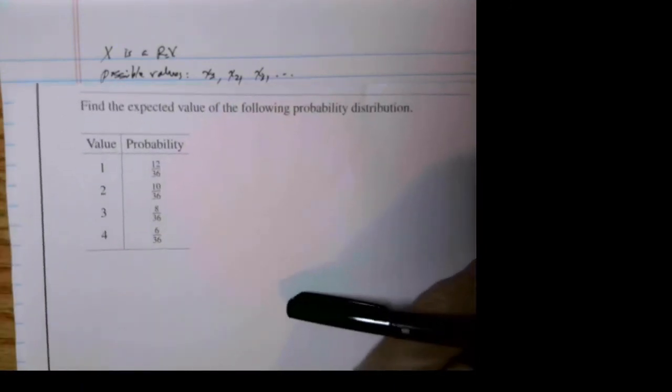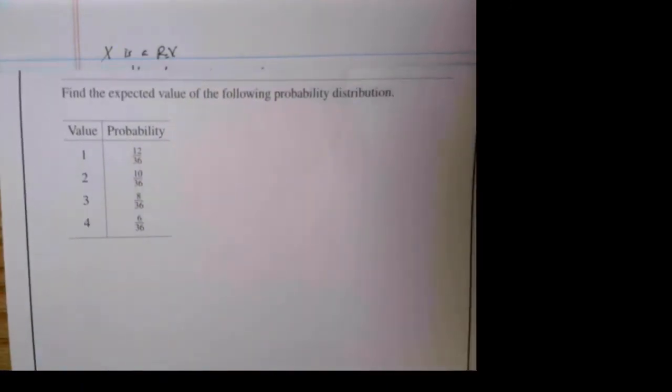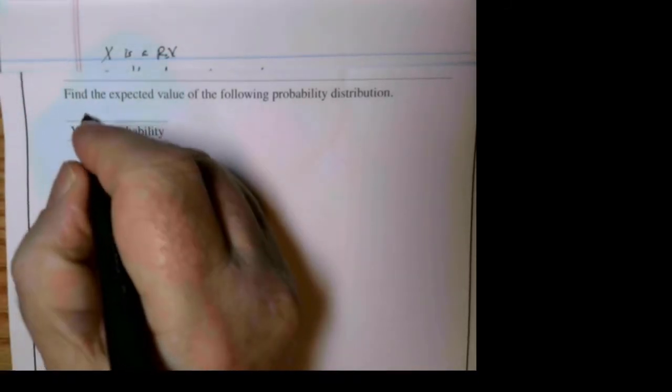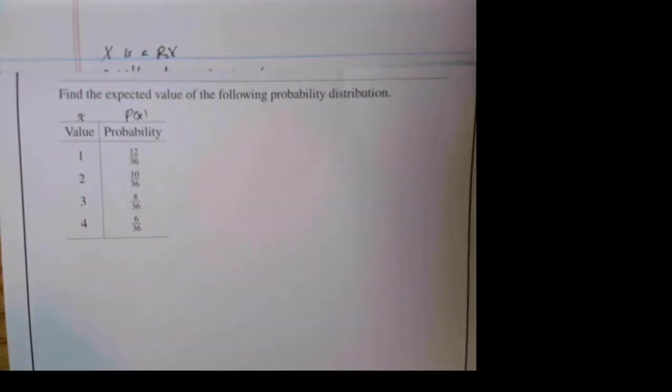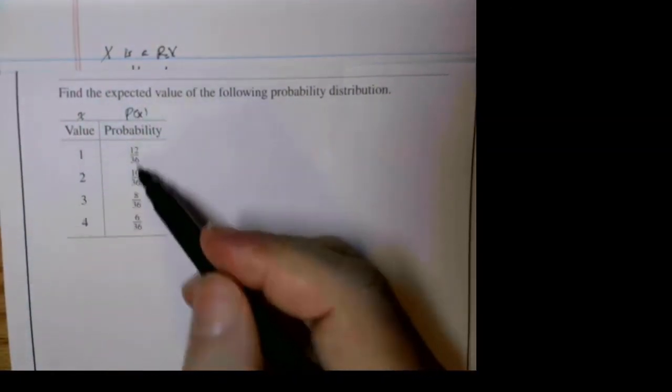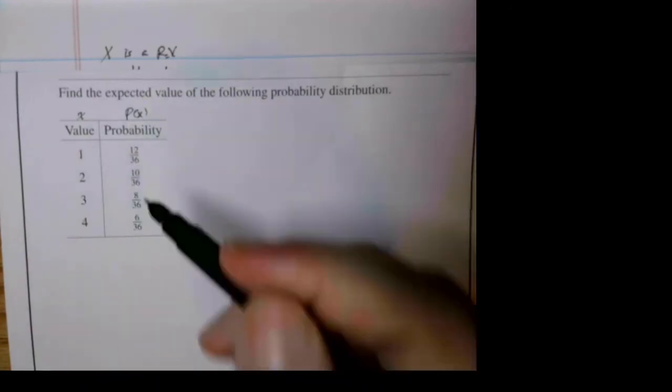There's a great deal that can be done with this, and we won't do very much of it at all. It's something you should know about. You should know it exists. And as I said, a huge amount can be done with it, and you may see that done in further courses. So let's do a little example here. Find the expected value of the probability distribution shown here. So we have the values, I'm going to call that x. The probabilities, this is the probability of each of the x's. The values are 1, 2, 3, 4, and the probabilities of each one of those values is given.